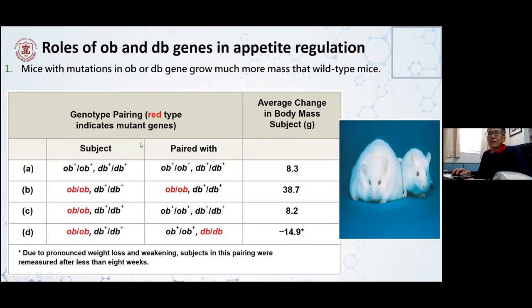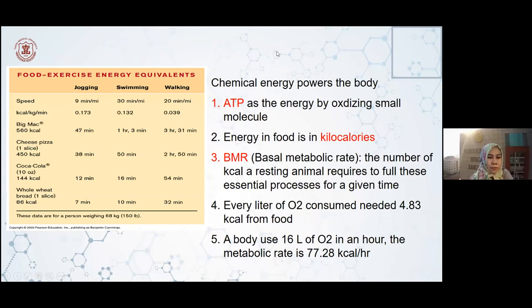So these mice are used by many research studies of obesity and obesity-related diseases like hypertension or atherosclerosis. So we intake food, and there is a somewhat complicated conversion of the food to small molecules to absorb. Finally, we need to convert the food to energy to power the body. So chemical energy powers the body.